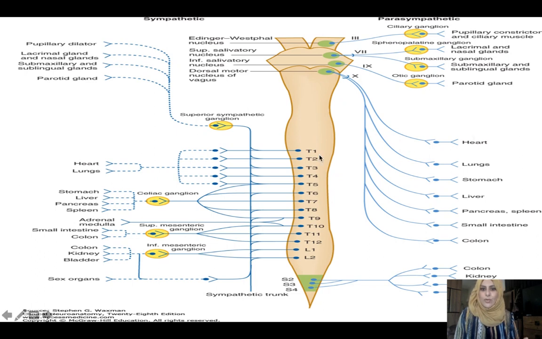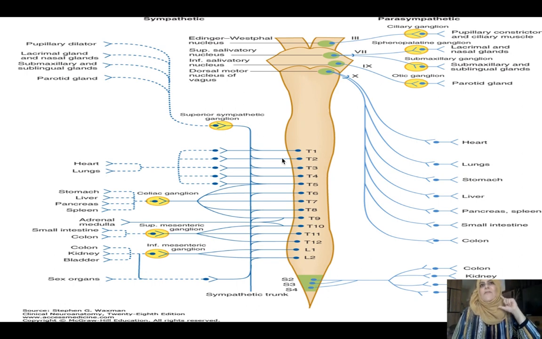Let's go back to this picture. So from T1 to L2 or L3 is the source of the sympathetic in our body. It will arise as preganglionic fibers, which are myelinated. They are called preganglionic sympathetic fibers. They will reach the ganglia. The ganglia for the sympathetic system are called the sympathetic chain. The sympathetic chain is a pair on each side of the vertebral column. It is a ganglionated chain.